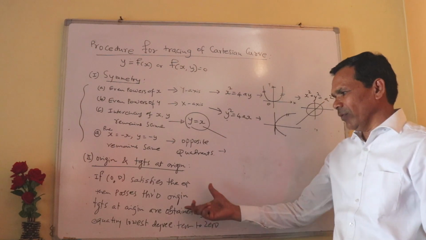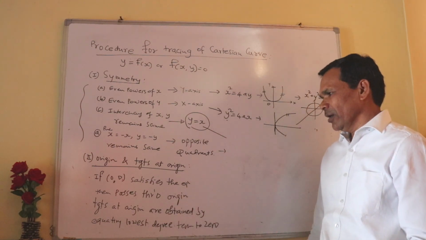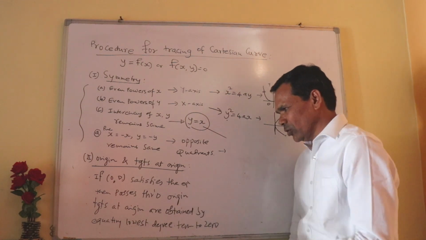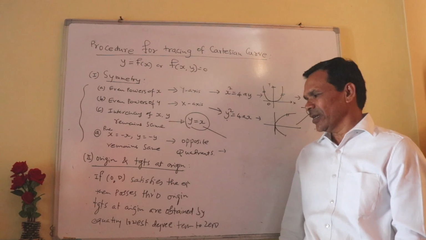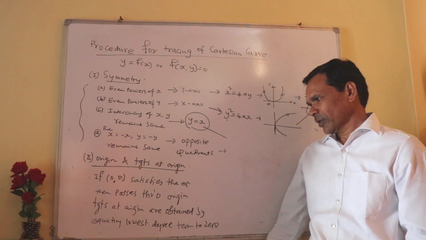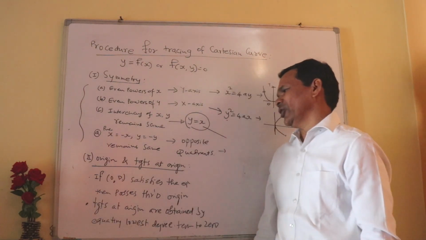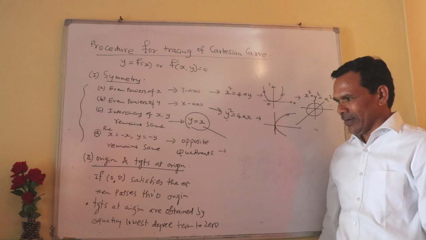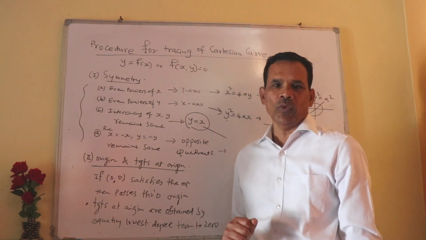Origin, well, just now we have discussed origin. What is pole? Cartesian origin, x is equal to 0, y is equal to 0. Now, if 0, 0 satisfies the equation of the curve, then we say that the curve passes through origin. And further, you have to find tangents at origin. That is another important point. Tangent at origin only you have to find out if the curve passes through origin.